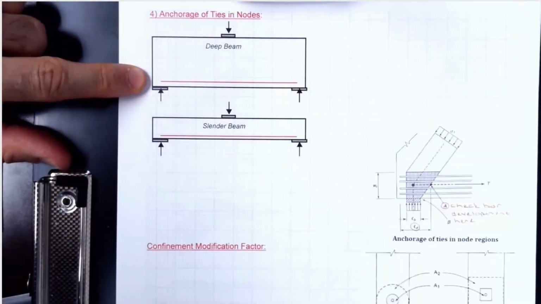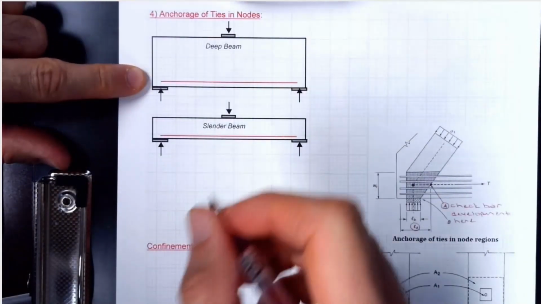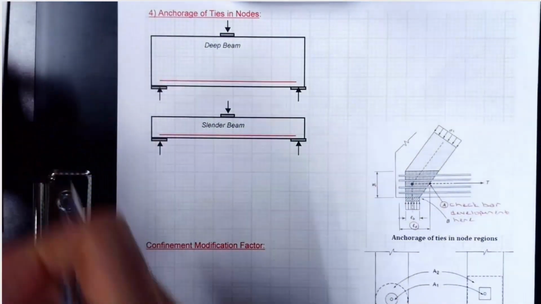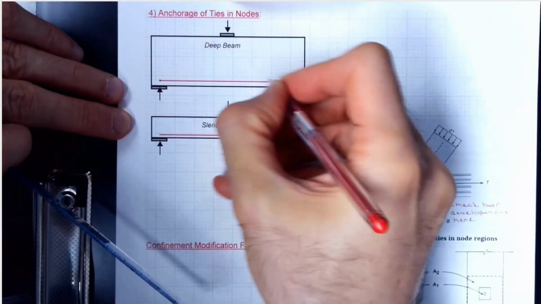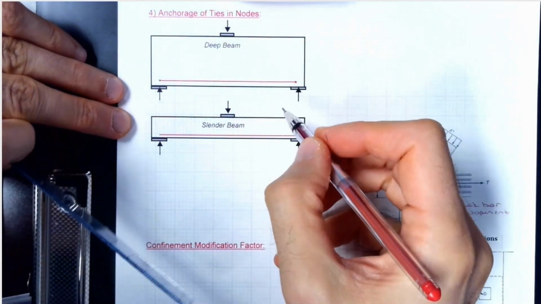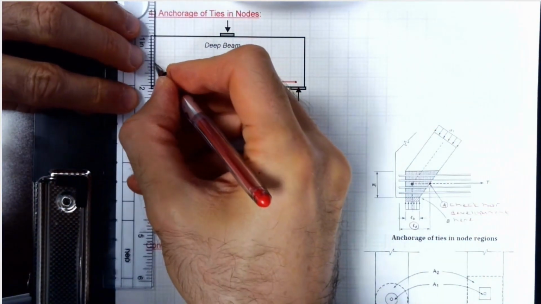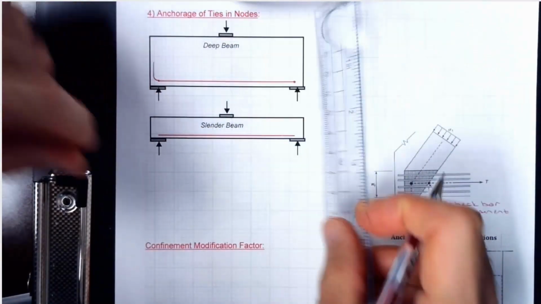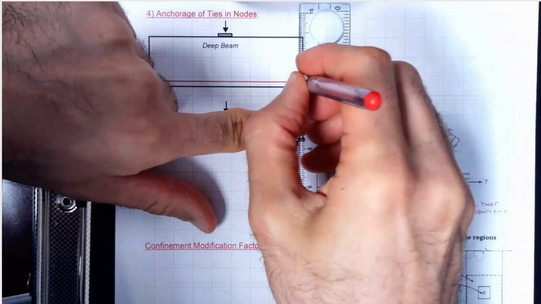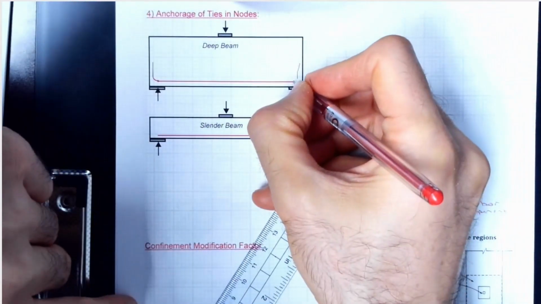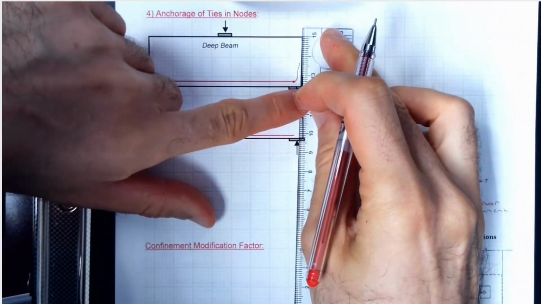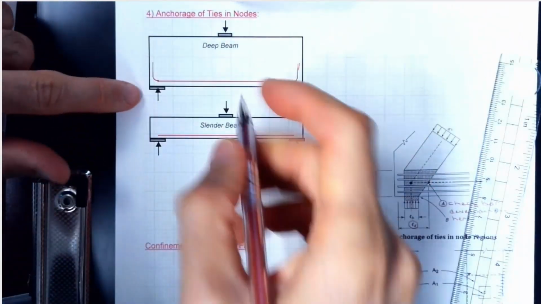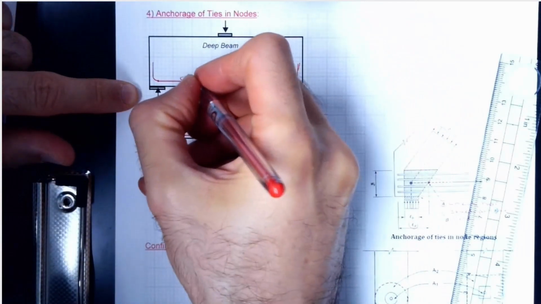So anchorage of ties is another important point. In a deep member, what you need to do is to make sure that you have properly anchored reinforcement. So this situation may not work and you might need some hooks, and we would do this check. In general, a hook is needed, but sometimes it's not. If you have enough distance for development, you might get away without any hook. So typically constant tension.